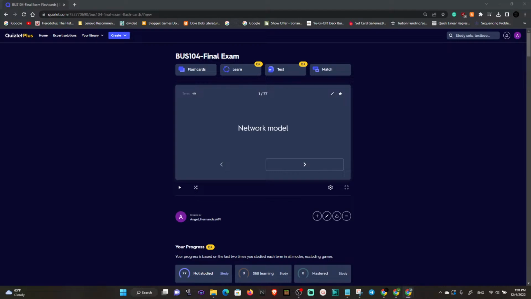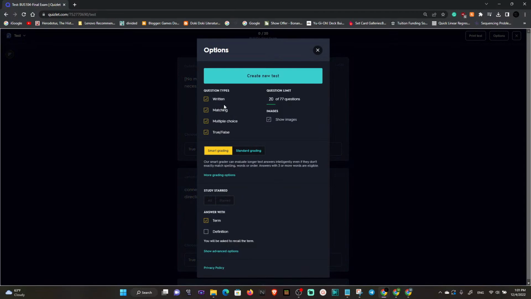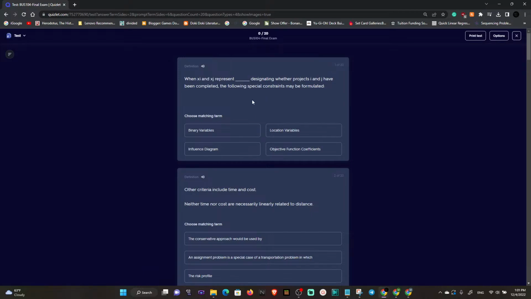Okay, so let me set the 6 minute timer up. Three, two, one, go. Let us begin. First, we're going to start with this. You can still see my screen, correct? Test options, multiple choice only, standard grading. Create new test. When xi and xj represent something designating whether projects xi and xj have been completed, the following special constraints may be formulated.